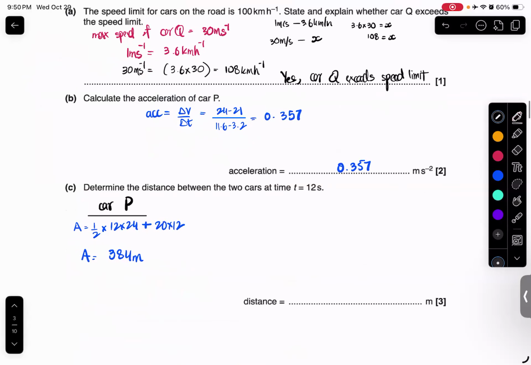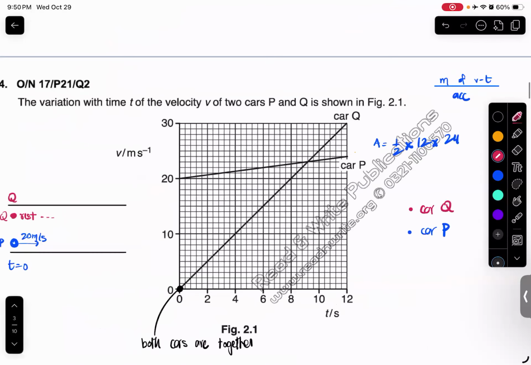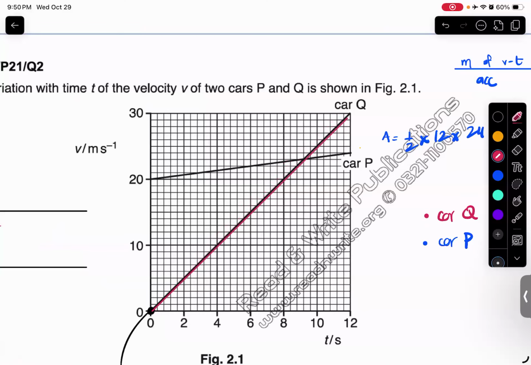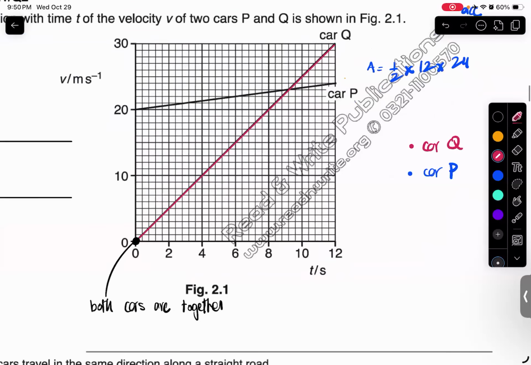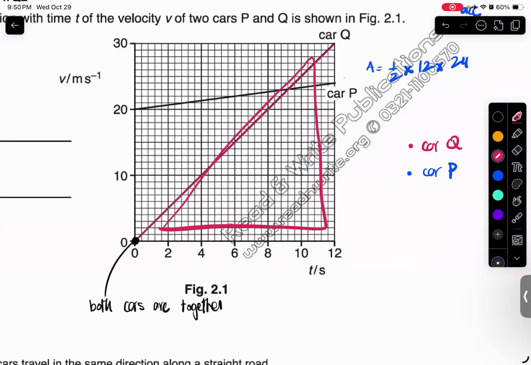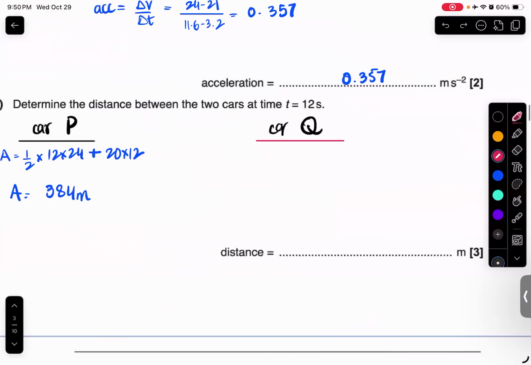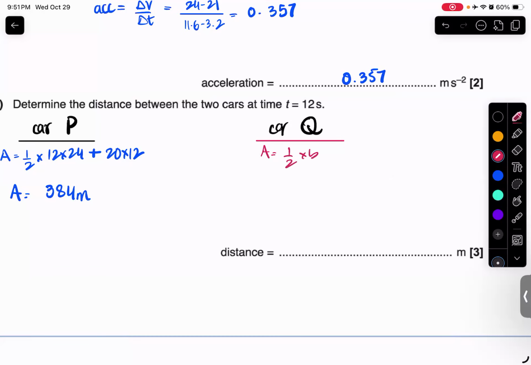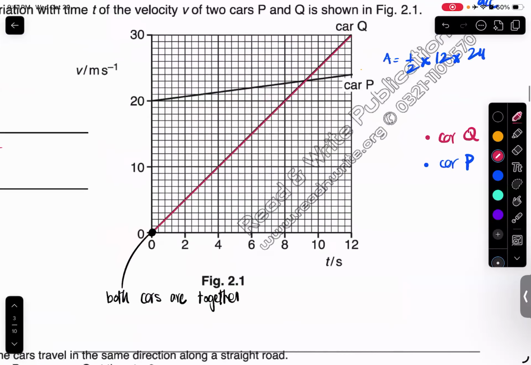Sounds good. Now let's calculate the distance traveled by car Q. Let's use the red one now. Car Q. So this is the line for car Q. That means if you calculate the area under the graph for car Q, you will be able to tell how much distance car Q has traveled. So I can basically see a triangle, right? So area for this one is just 1 over 2 into base into height, which is 1 over 2 into base, which was 12. And what was the height? Total height? That was 30.